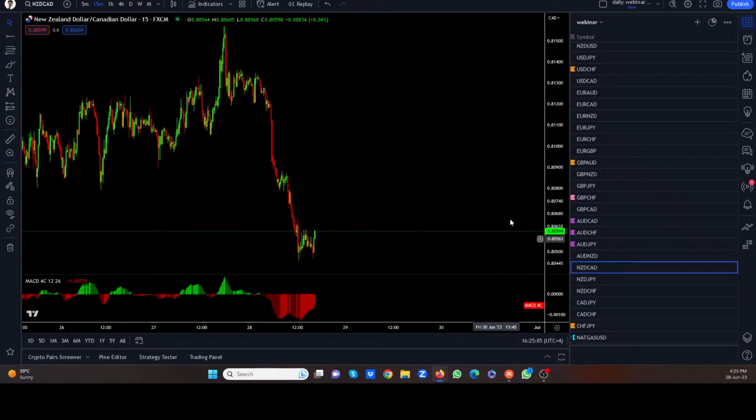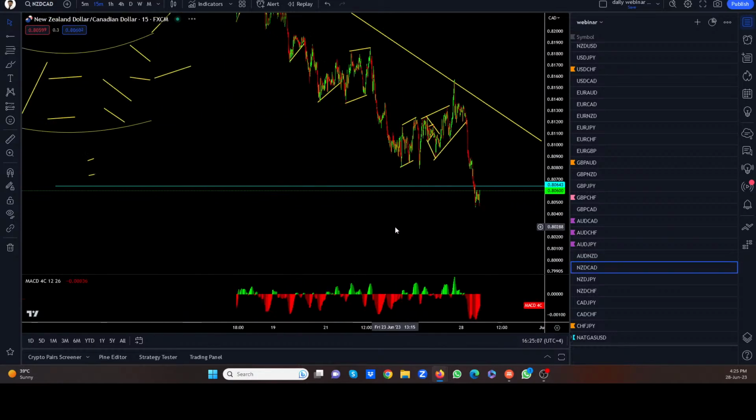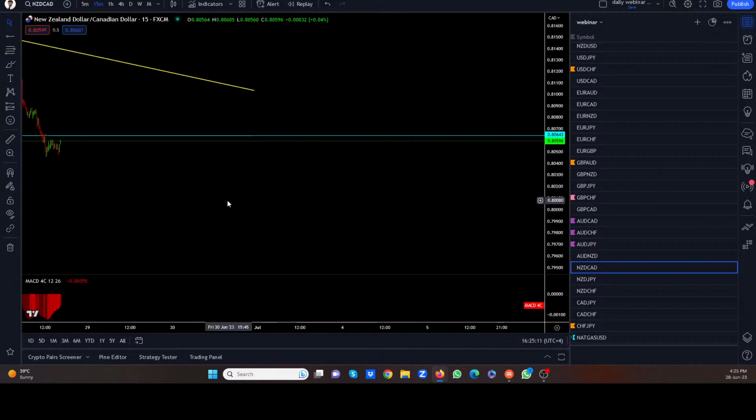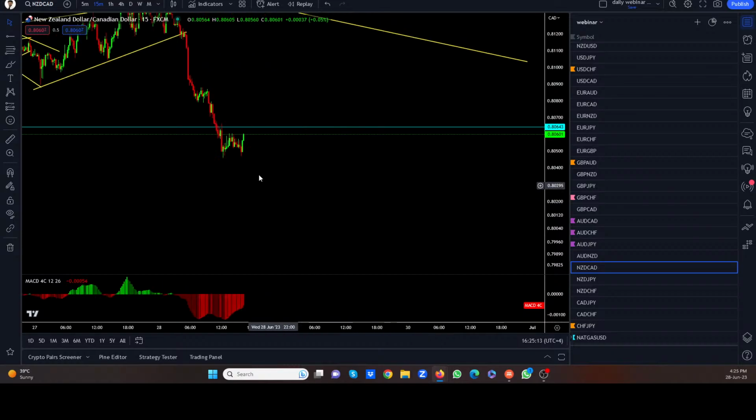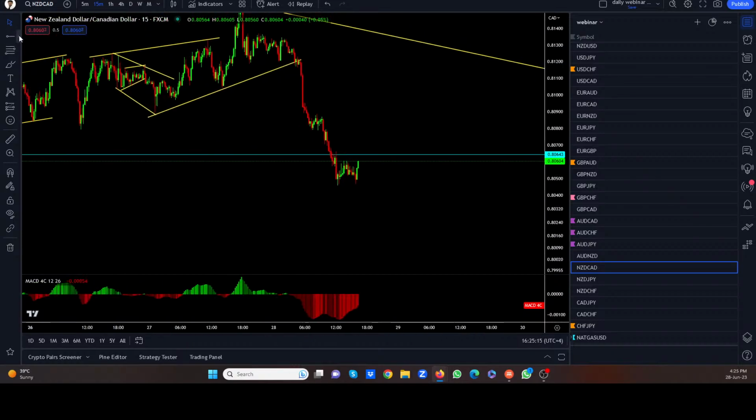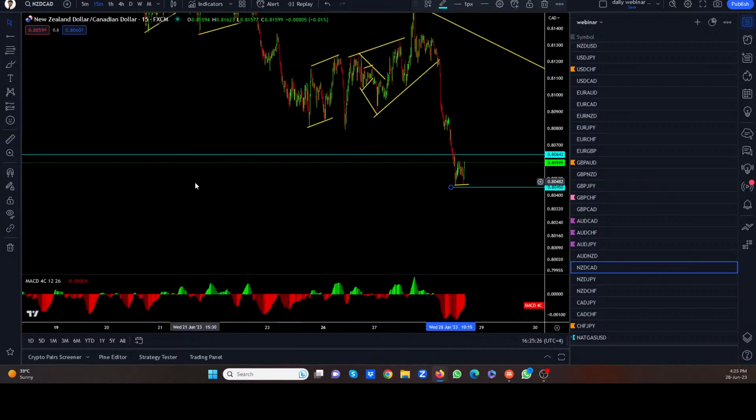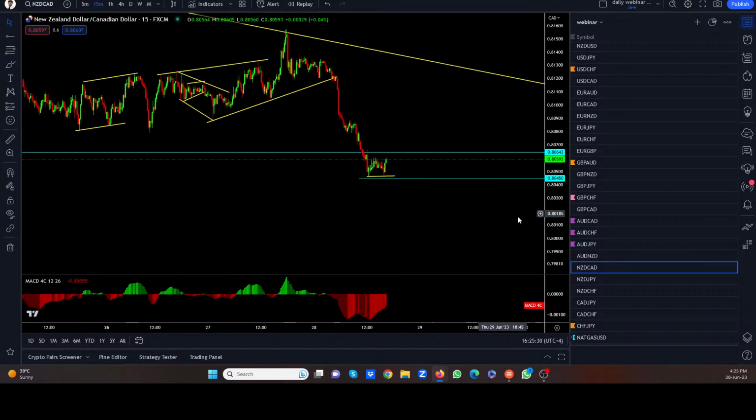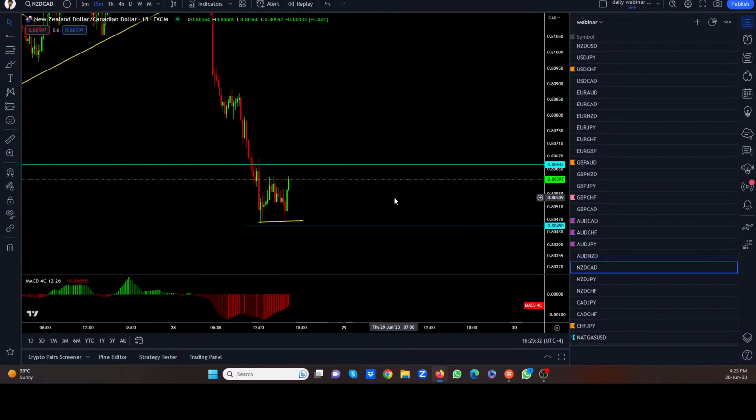New Zealand CAD. Okay, this came down, it broke the low. We're looking for a reversal here, but they're making a flag. So by rule, if you get a flag under the line, you look for a sell setup. If you get a flag here under the bottom here, you look for a sell setup.